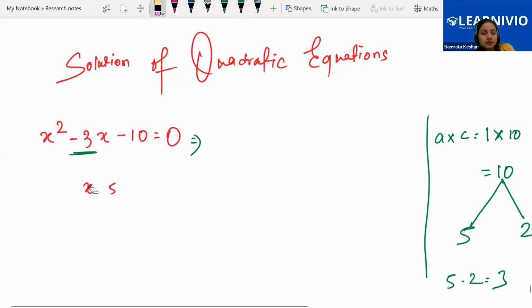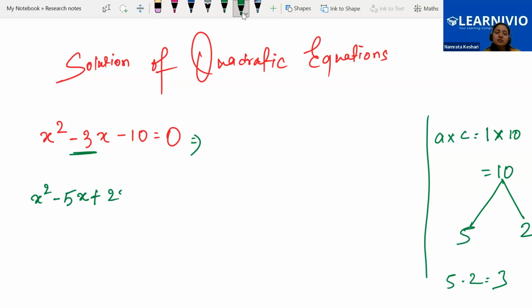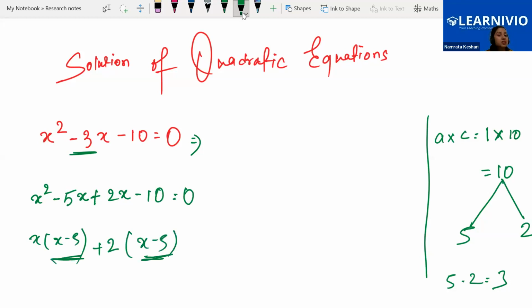So no worries, accordingly we will arrange it. So let's arrange it. X square minus 5x plus 2x. This is how we will be taking 5 and 2. Then only we will be getting -3x, minus 10 is equals to 0. Now common factor from the first two is x. X minus 5. Common factor from the next two is only 2. X minus 5. Both brackets have to be the same, and if they are the same, that means we are on the right track.